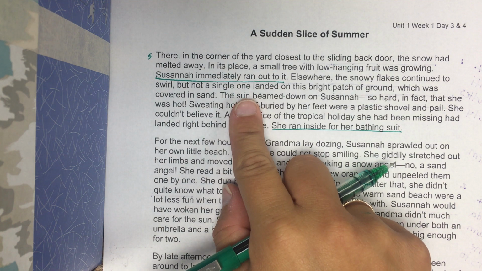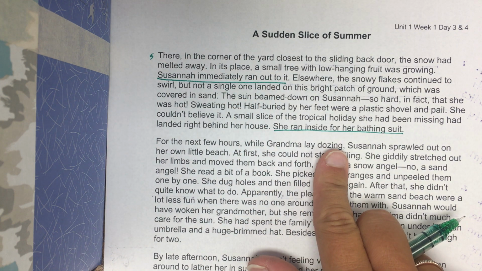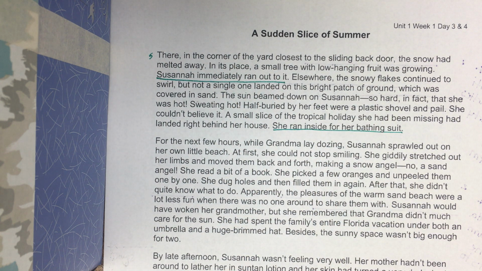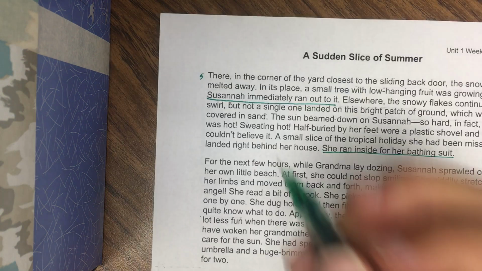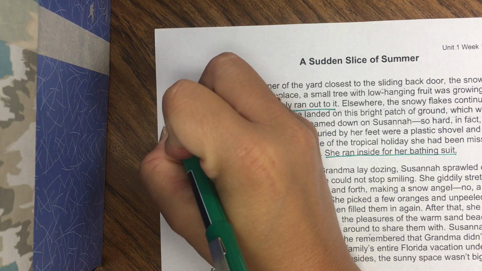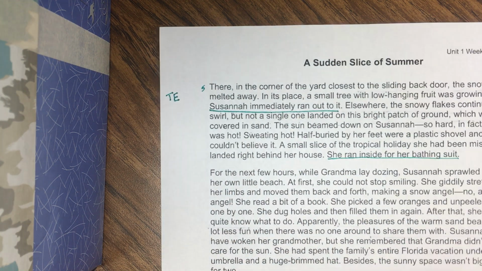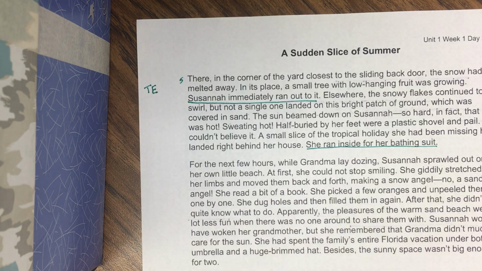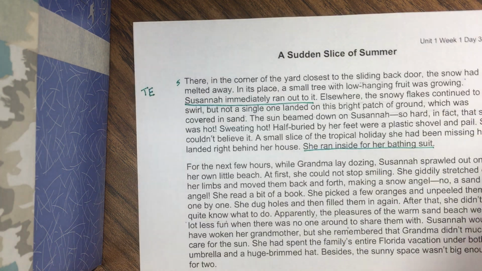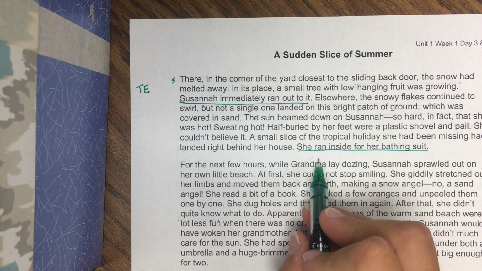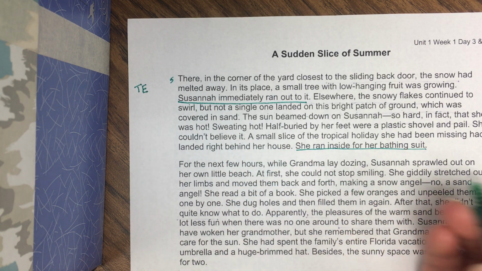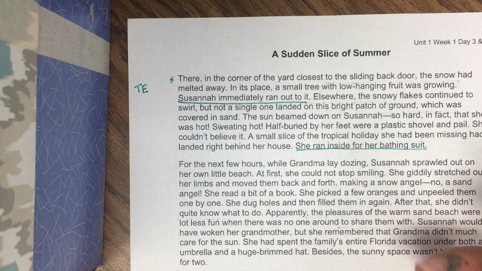She's immediately running somewhere. She's running inside for her bathing suit. And we know from earlier in the text that she does not like the cold and she really wants to be back in warm and sunny Florida. So I want to think, how does she feel? Let's make that inference. I have my text evidence. Remember, inference is what you read plus what you know to make that good guess about the text. I found some text evidence that she's running because she's just so excited.